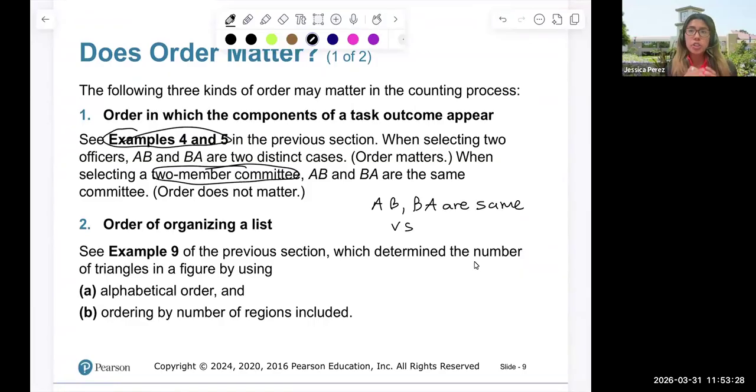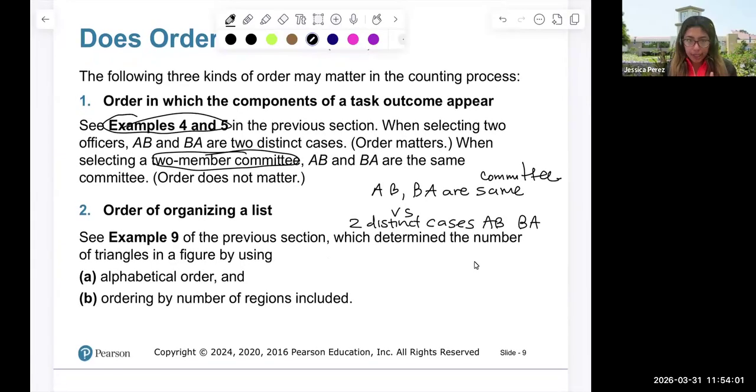So for 2 members of a committee, AB and BA are the same, versus if there are 2 distinct cases, AB and BA are different. So if they're different, then that means we're going to have a different case. So AB and BA can be the same if you're looking at a committee. But if they're not in a committee, then AB and BA are different.